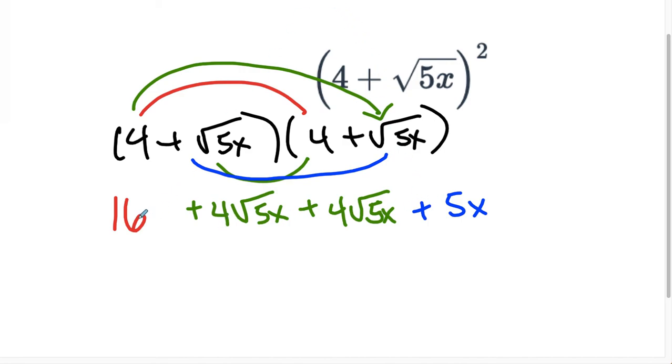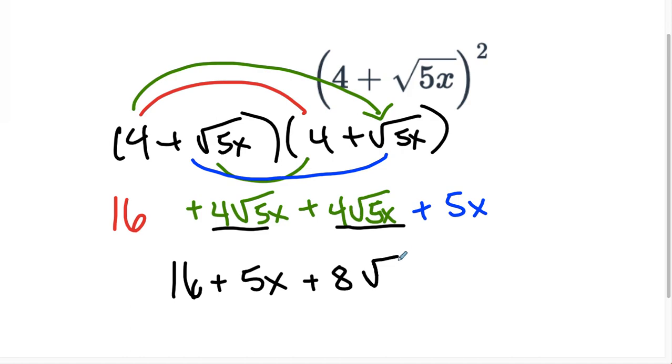The only difference here is that this is a 16 and this is a 5x, right? So you can't combine those, so I'm just going to leave it as 16 plus 5x. All right, now together these two can combine because they have the same exact radicand and index. So together you have 8 of these. And that's your final answer really because you can't do much anymore.